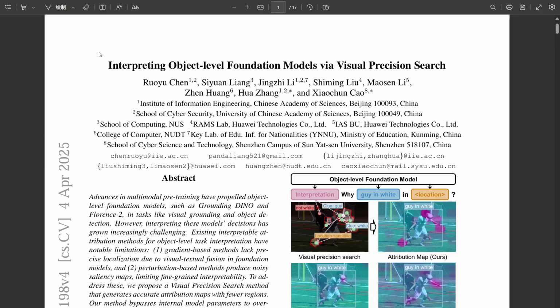You can broadly categorize existing methods into two types. First, you have gradient-based methods. Think of tools like GradCam or maybe ODAM. These try to trace the decision back through the model using mathematical gradients, essentially seeing which parts of the input image most influenced the output score.